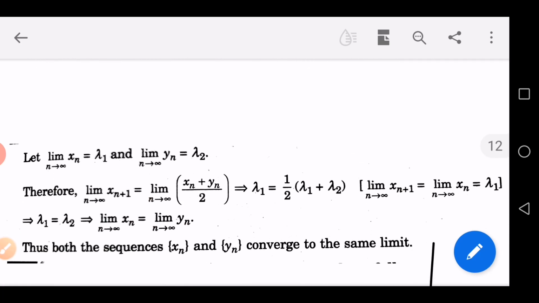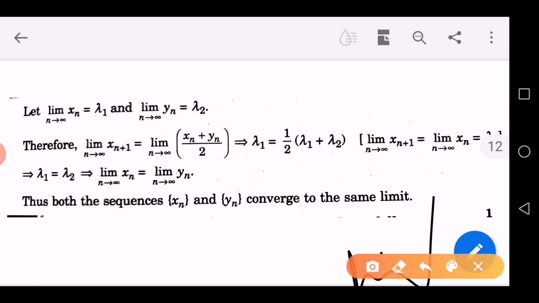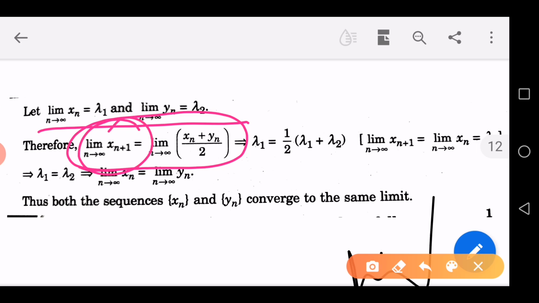Next we have to show they converge to the same limit. If possible, suppose they converge to two different limits, λ1 and λ2. That is, we have to show λ1 equal to λ2. Now, this is the given relation; taking the limit on both sides as n tends to infinity, this will give λ1.